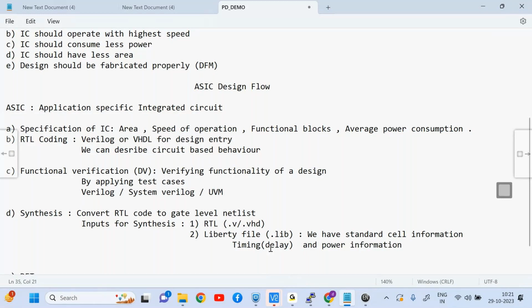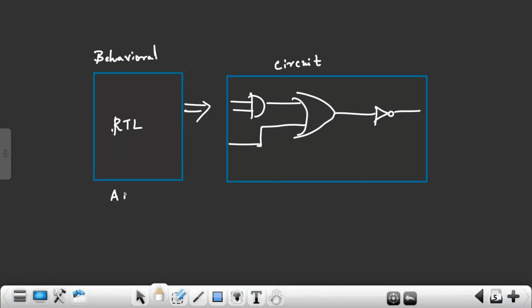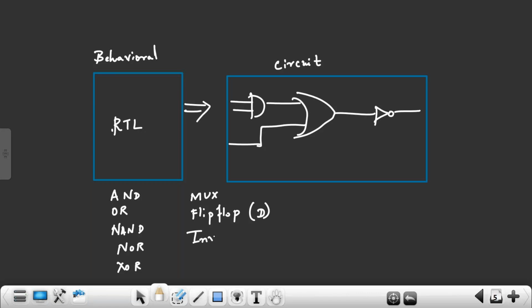So what is the meaning of standard cells? All the gates, right? Basic gates like your AND gate, OR gate, NAND gate, NOR gate, XOR gate, MUX, flip flop, D flip flop, right? Flip flop means what type of flip flop? D flip flop, inverter, buffer.